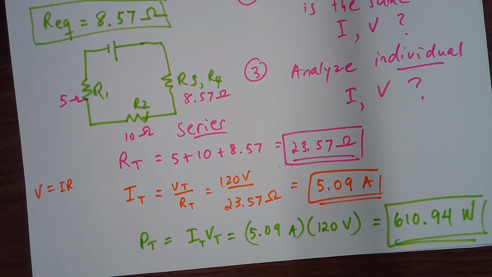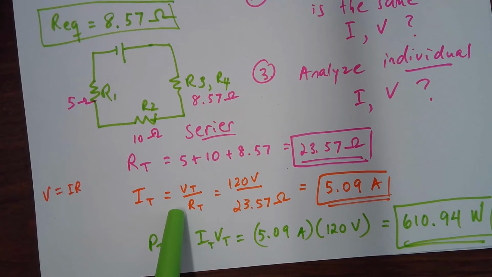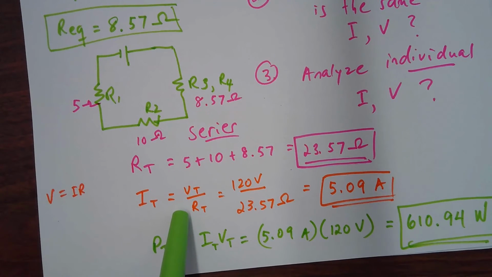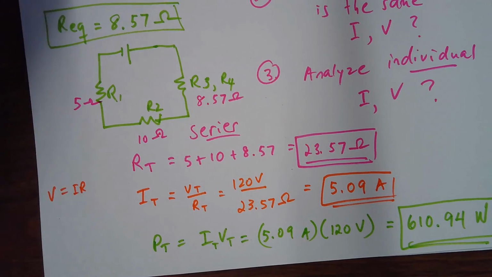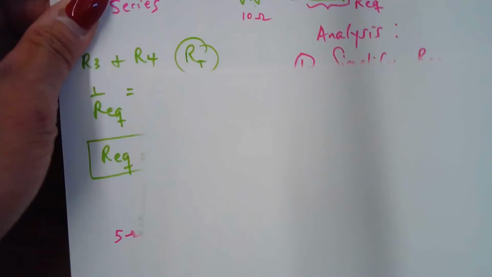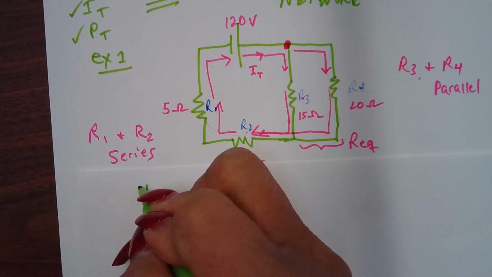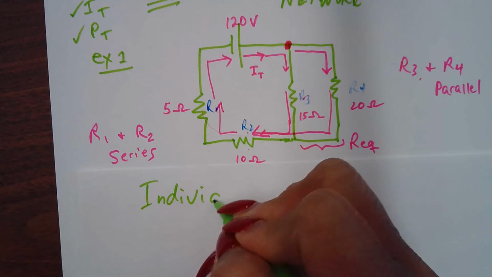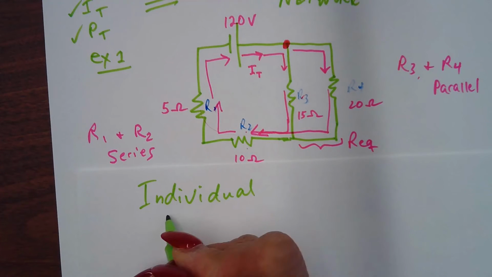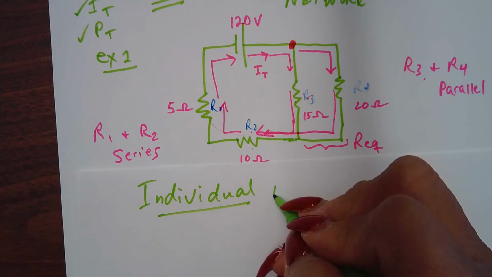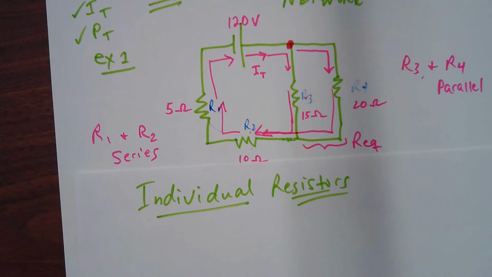Hang on, before we get to the individual ones, is this crystal clear? I need to make sure you understood what we just did here. We're okay? Because we're just looking at the total. Now let's look at the individual ones. Keep in mind that this is the original drawing. So the individual analysis of the current and power and volts. So the individual resistors, we're going to isolate those. All right, so let's take a look.